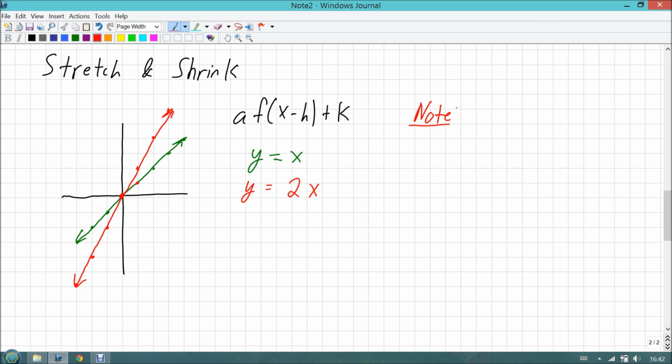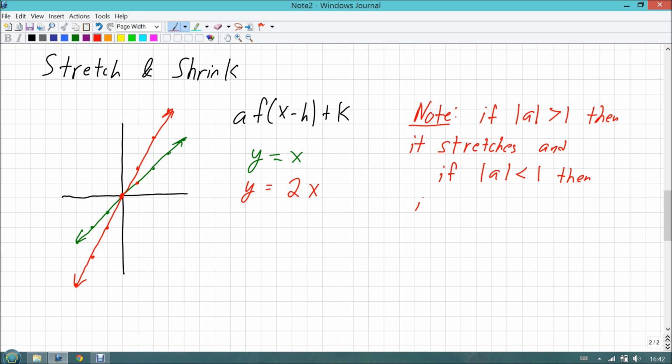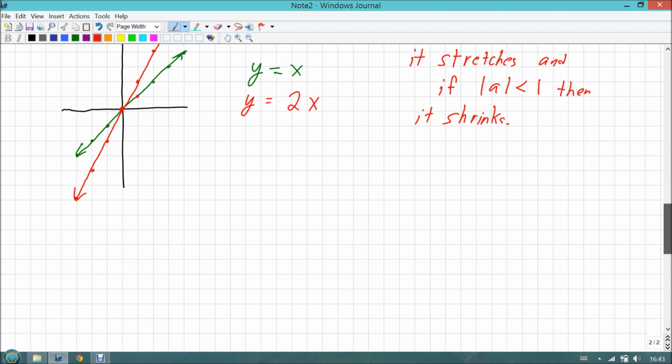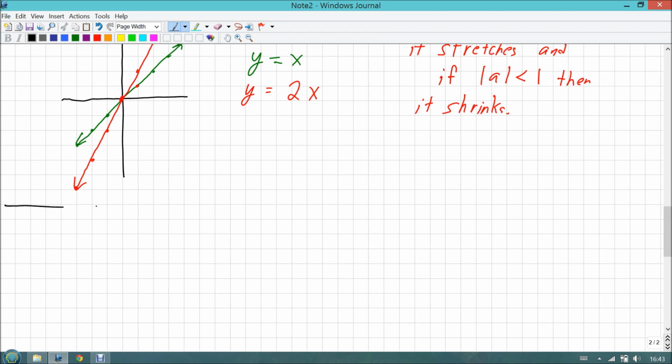Note. If the absolute value of a is greater than 1, then it stretches. And if the absolute value of a is less than 1, then it shrinks. Stretch means that it gets taller by a factor. Shrink would mean that it would get shorter by a factor. All right, let's go ahead and move on to some examples.